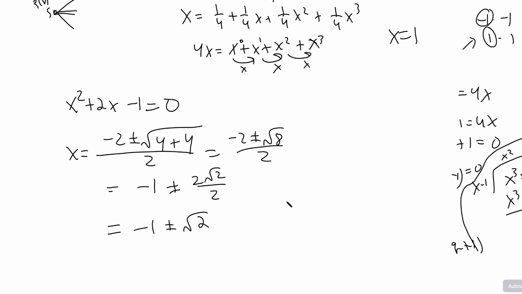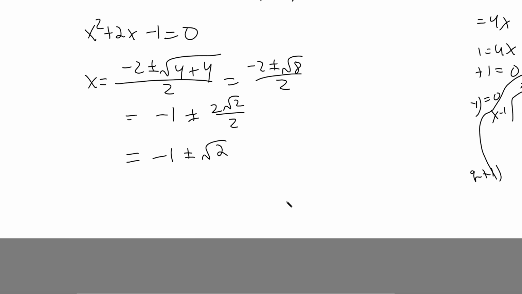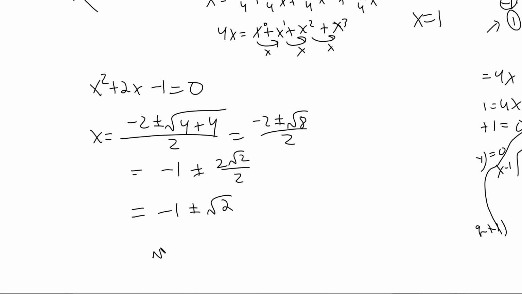Our answer is in the form of root a minus b. So therefore, this is going to be root 2 minus 1. Hence, a is 2, b is 1, and a plus b is equal to 3. So that's your final answer.